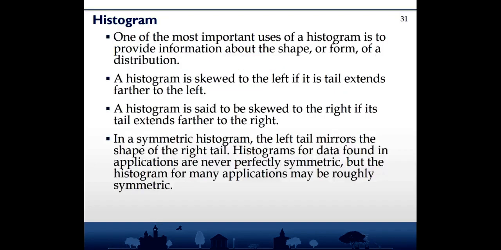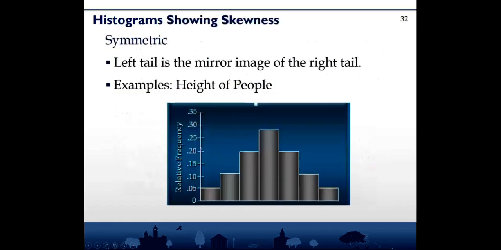Also, histograms provide information about the shape or form of a distribution. If the histogram is skewed to the left, this means the tail extends further to the left, then it is called negatively skewed or left skewed. If it is skewed to the right... Like this, the left tail is the mirror image of the right tail. This is not skewed, this is symmetric.